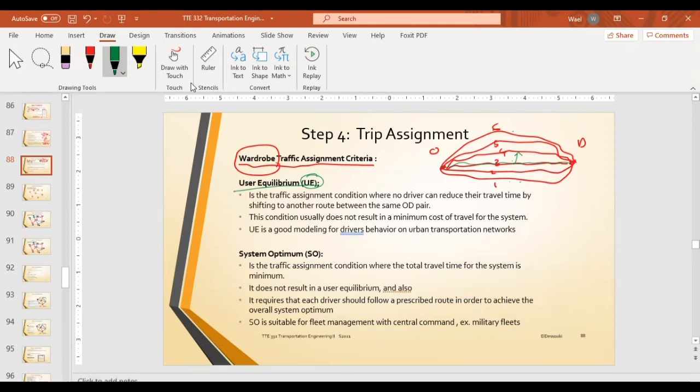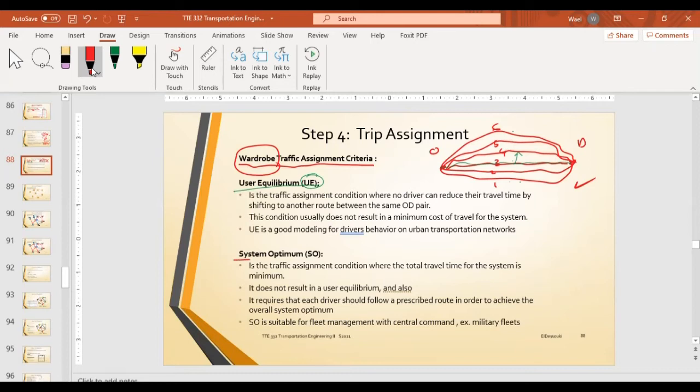Okay, this condition usually does not result in a minimum cost of travel for the system. This method is not optimum for the system, but it's optimum for the drivers. In general, this is the preferred method if we are modeling urban transportation networks.